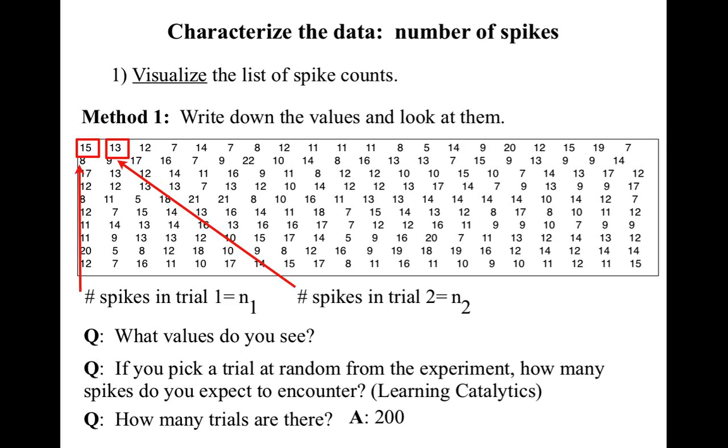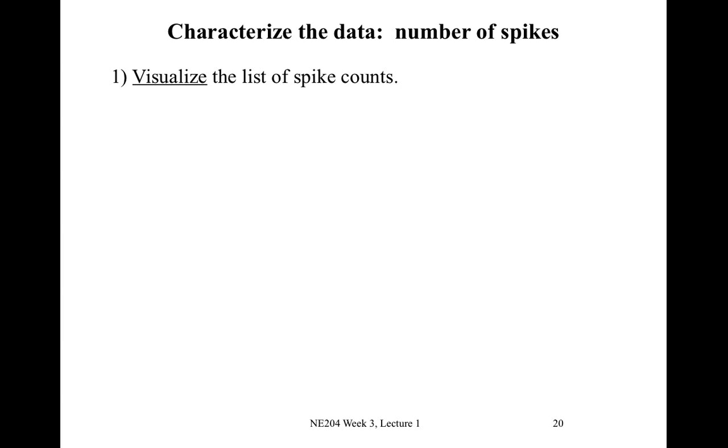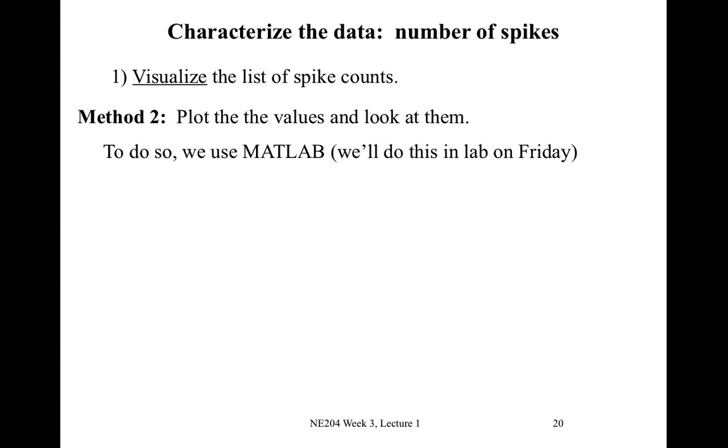And it turns out the answer in this case is 200. So there are 200 numbers. If you're very patient, you count them all up, you should find that there are 200 numbers. This is not something we would do by hand. This is something we would ask a computer to do. Okay, so that's one way to visualize the list of spike counts: we can print them out and look at them. We can also plot the values and look at them.